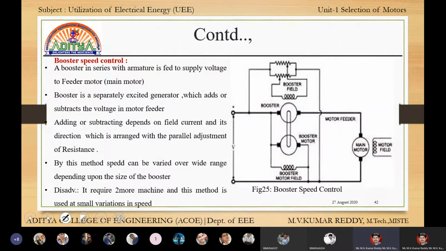Okay, next, booster speed control. This is also a speed control having three motors: motor 1, motor 2, and motor 3. This is the main motor and a booster. Here the booster is the generator, and it is connected to the booster motor.